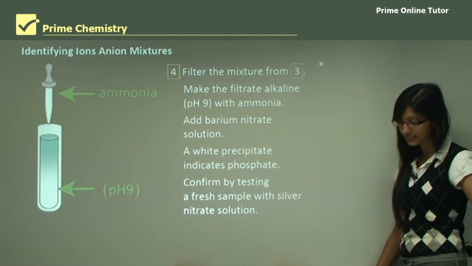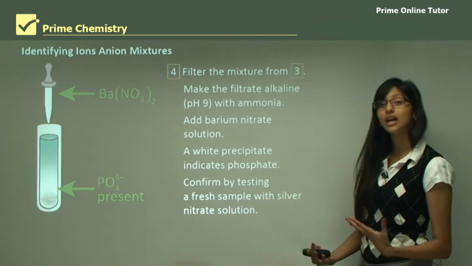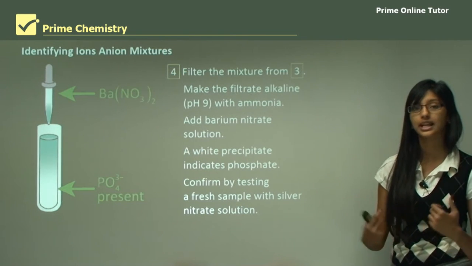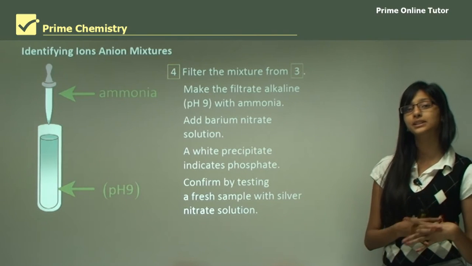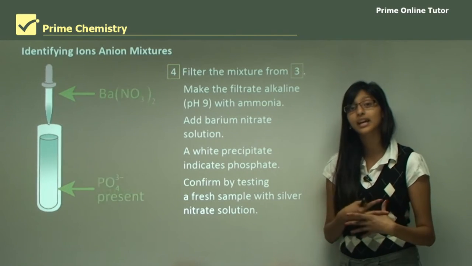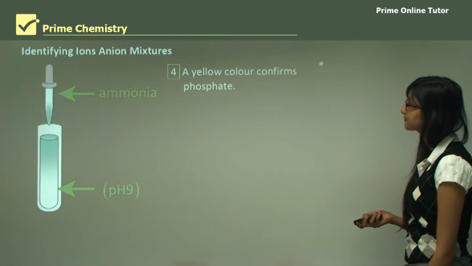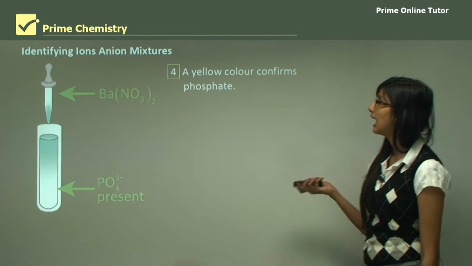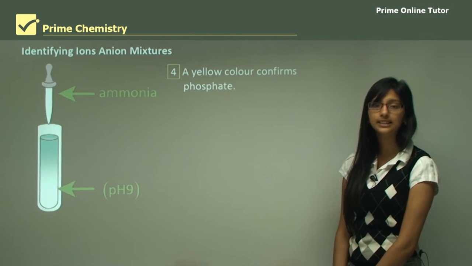The next step is to confirm that it is phosphate. You can use a fresh sample and add silver nitrate solution to it. When you add silver nitrate solution, silver phosphate should form, which is a white precipitate, again confirming that the anion present is phosphate. And also if a yellow precipitate is formed, that also indicates that phosphate is present in your sample.